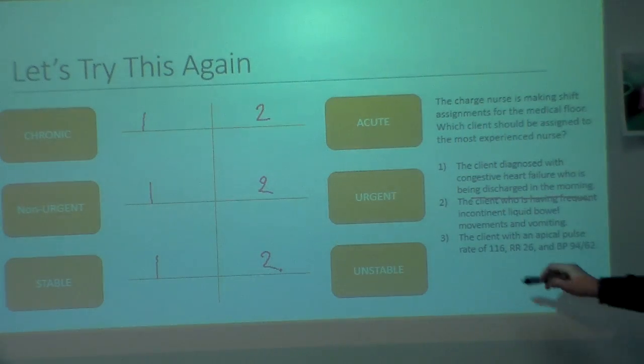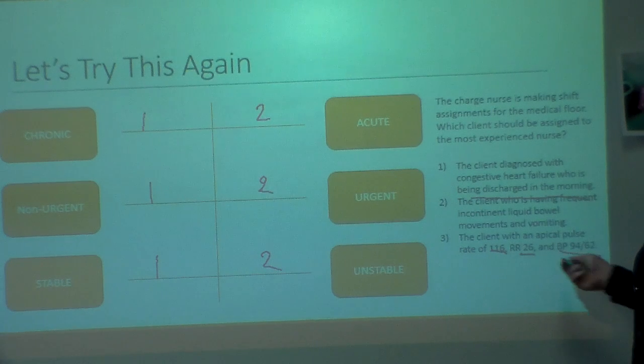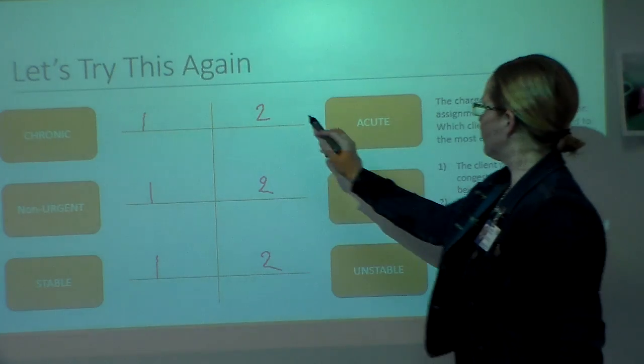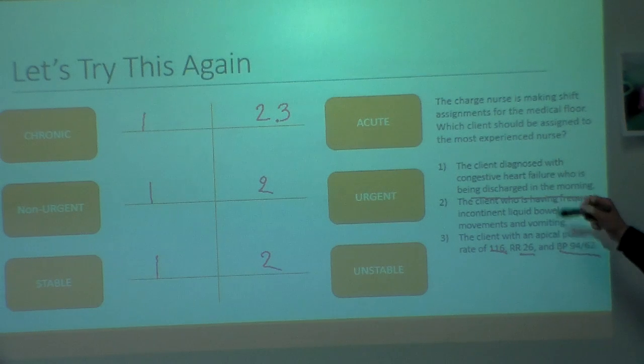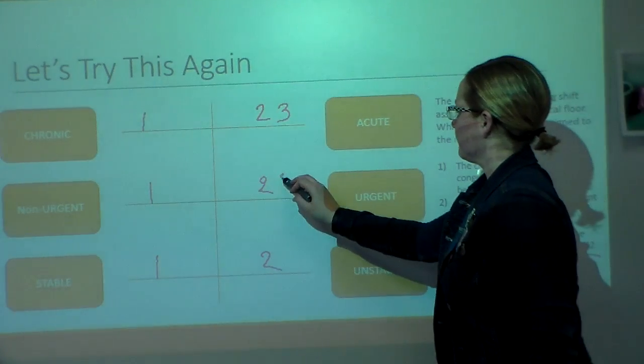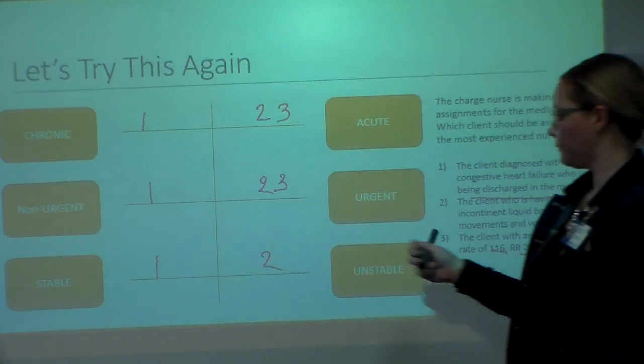Client with an apical pulse of 116, respirations of 26, and a blood pressure of 94/62. Acute or chronic? More than number 2 or less than number 2? More. Because these are grossly abnormal, all 3 of them. I would say this patient's got something going on. So these technically could be the vital signs for number 2, right? Non-urgent or urgent? Urgent. More than number 2? Yes. Stable or unstable? Unstable. Anything more than number 2?